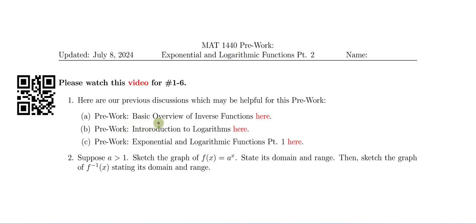So we had a basic overview of inverse functions in a previous pre-work you can access here. We had an introduction to just the logarithmic operation, which you can access here. And then we've already done a pre-work that introduced the exponential and logarithmic functions. And so this would probably be the most helpful one. If you find anything I say in this video confusing or seems like I'm assuming some knowledge that you don't have, fall back on this pre-work right here. I think that should help cover things.